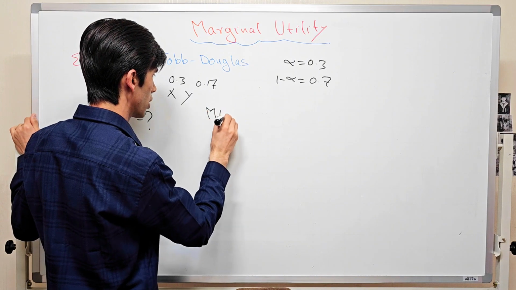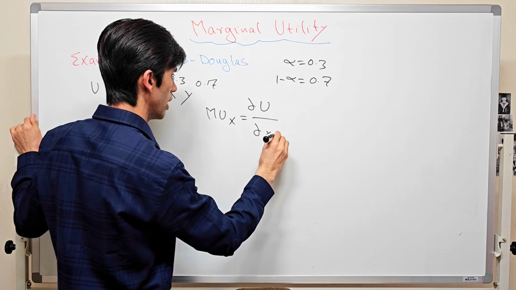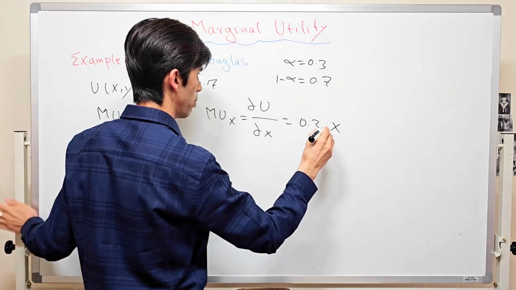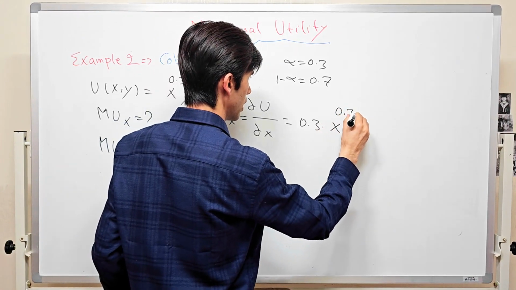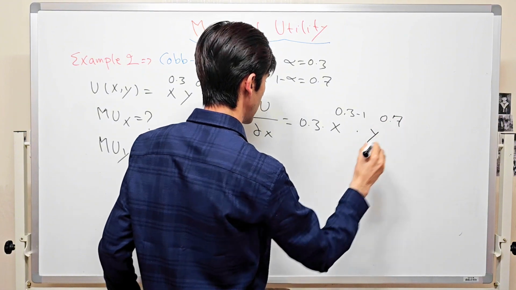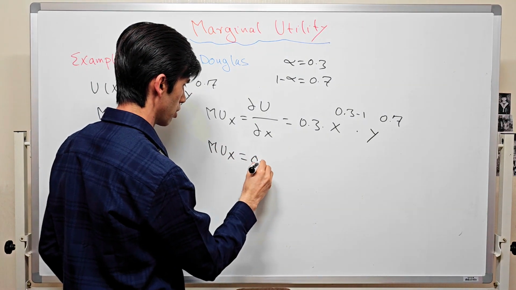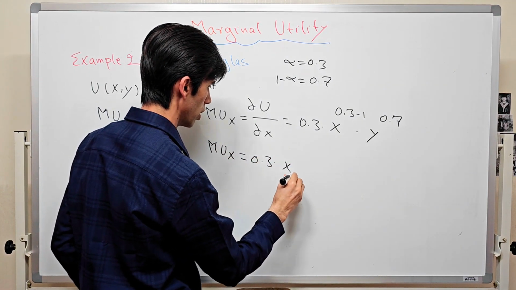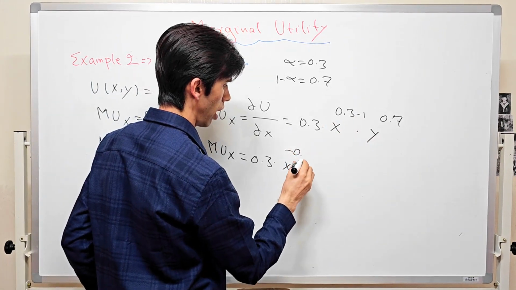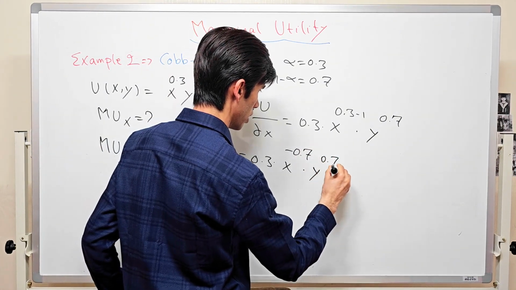Then the marginal utility of x is equal to the partial derivative of utility with respect to x, and is equal to 0.3 multiplied by x to the power of 0.3 minus 1, y to the power of 0.7. So now we have our marginal utility of x equal to 0.3 multiplied by x to the power of 0.3 minus 1, which will become minus 0.7, multiplied by y to the power of 0.7.